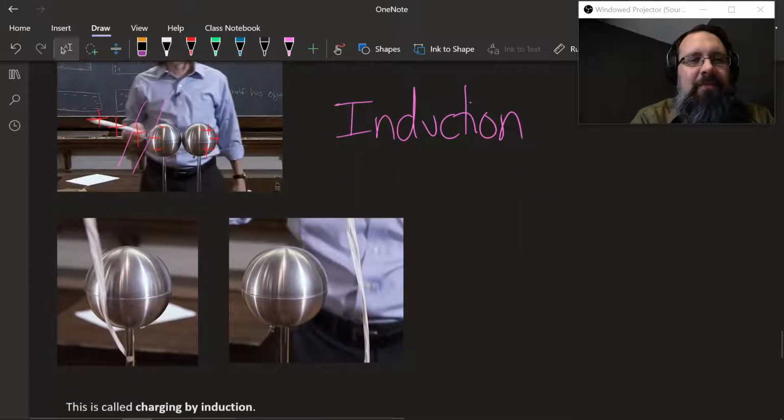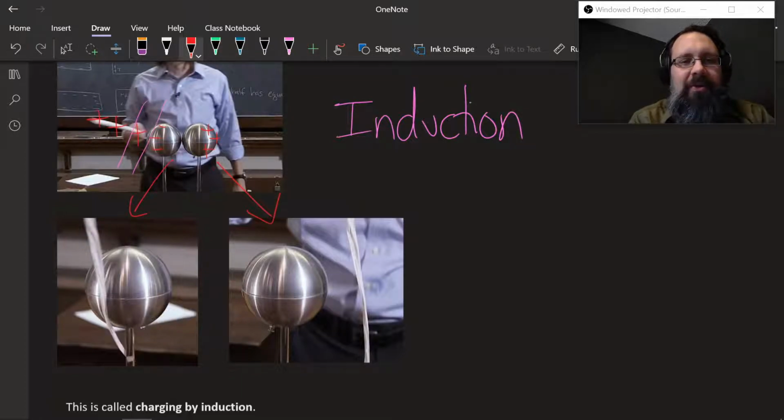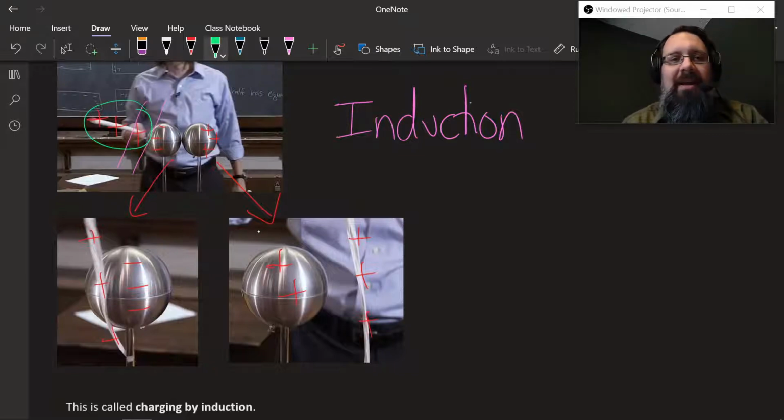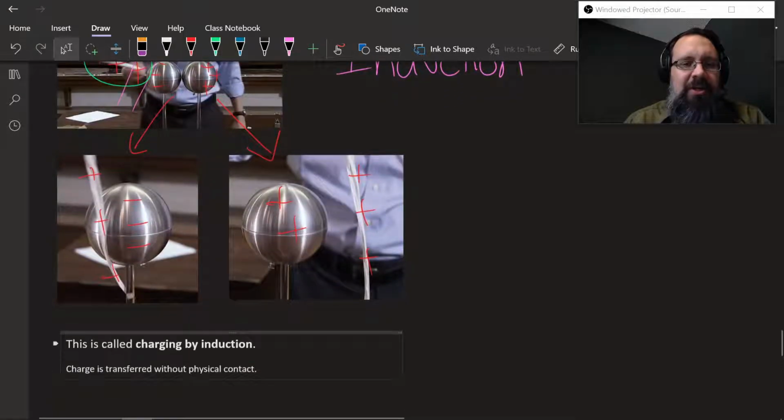And then if you bring the spheres apart from each other, if you separate them, you'll notice that this one will have a positive charge, so it will repel this positively charged tape. And this one will have a negative charge, and it will attract the positively charged tape. So this is a way that you can charge objects without rubbing them or without actually touching them. You can charge by bringing an object that is itself charged near to it, and it will cause the objects to become charged. This is called charging by induction. It's where charge is transferred without physical contact.